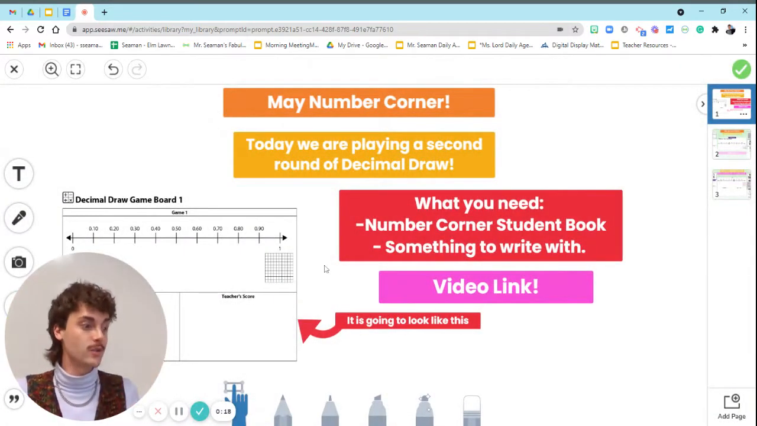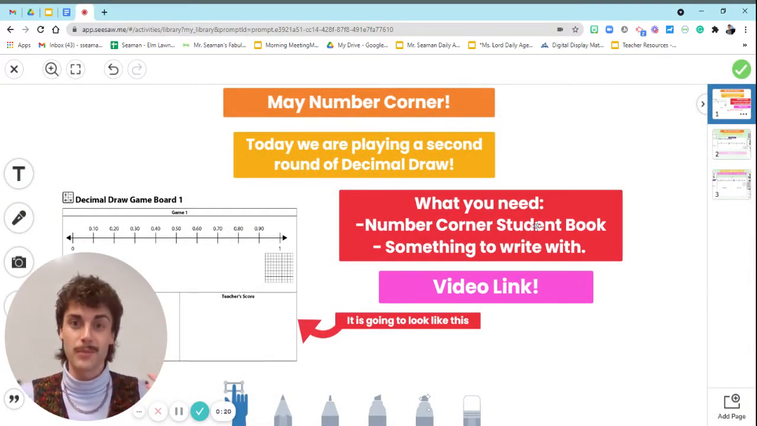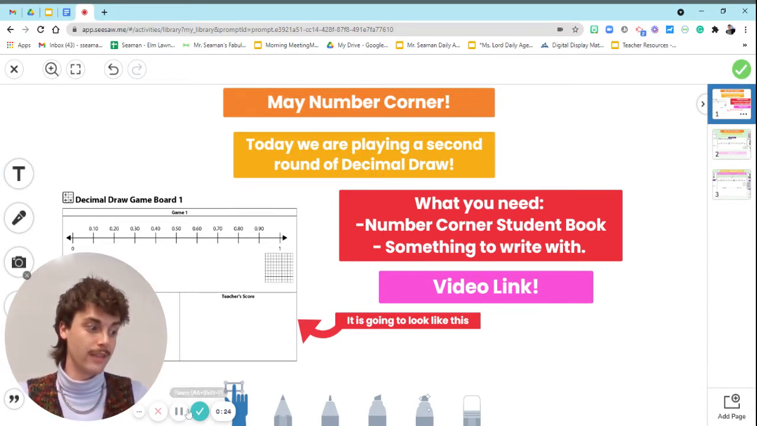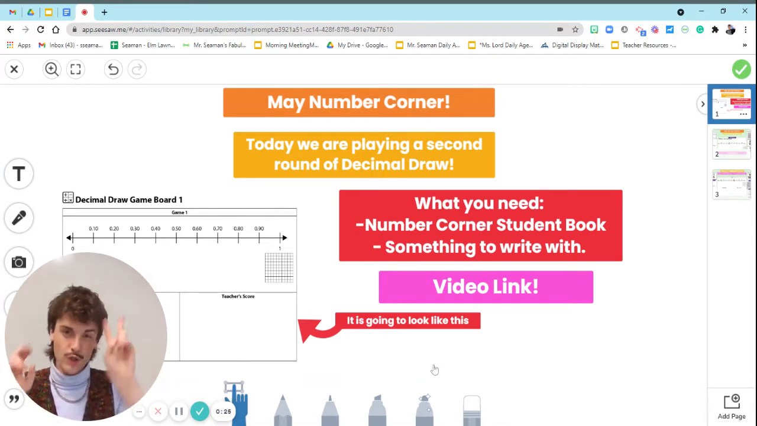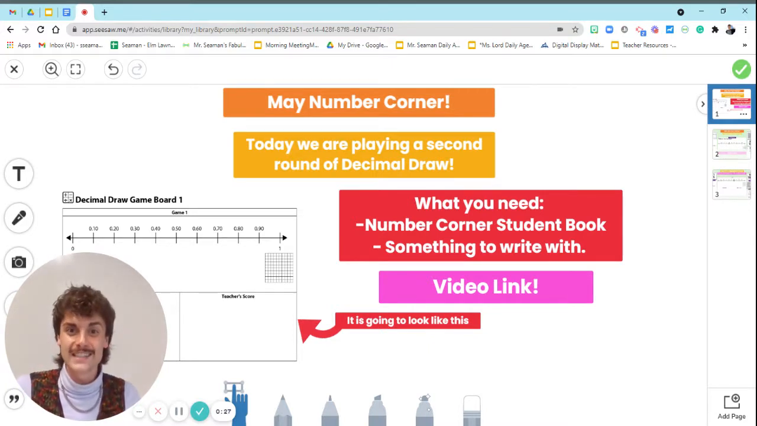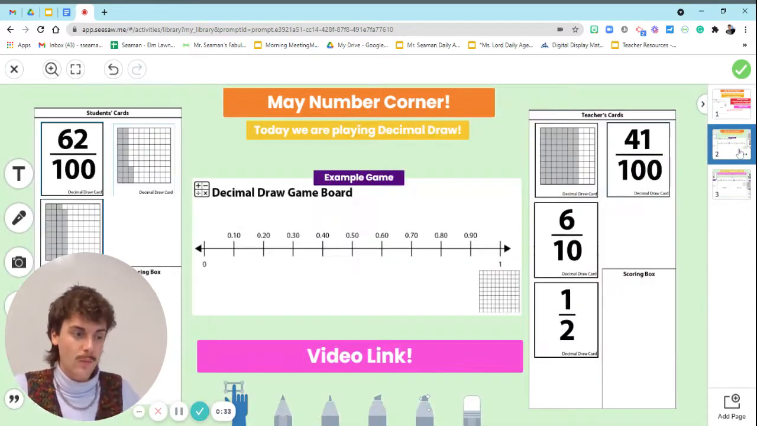Again, what you are going to need is your Number Corner student book, and something to write with. Game number 2 is on page 92, the same page as game number 1. So let's jump into it. Here's what we got to do.